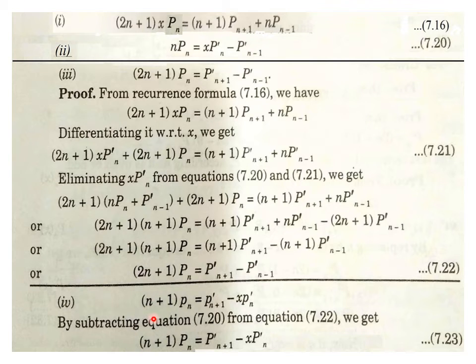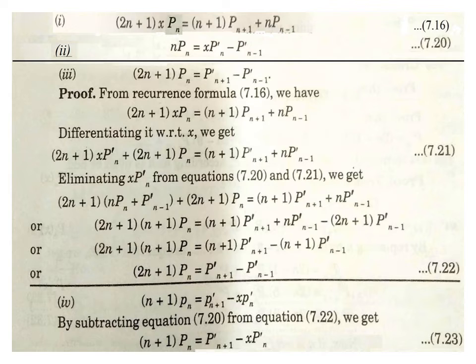Let's talk about the fourth recurrence relation, which, as you can see, has the simplest possible derivation. Why? Because we are subtracting 7.20, the second recurrence relation, from 7.22, the third recurrence relation. It is nothing but subtracting the second recurrence relation from the third, and simply we get the fourth recurrence relation. So it's a difference of two recurrence relations, nothing else.